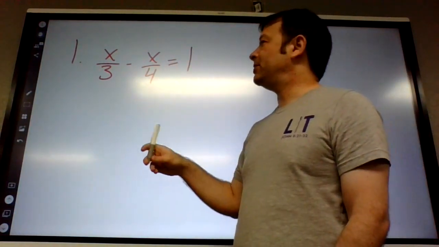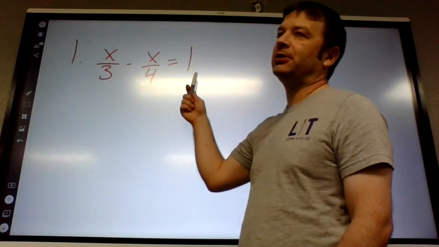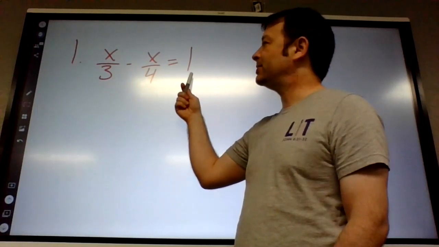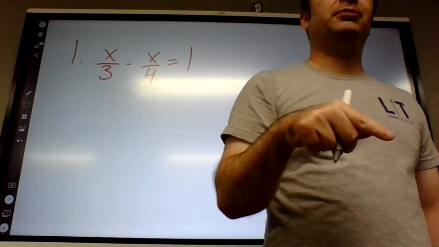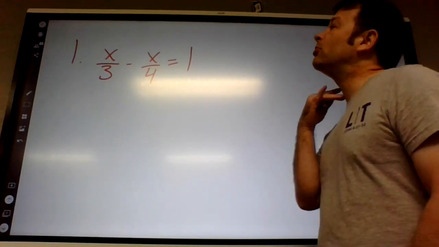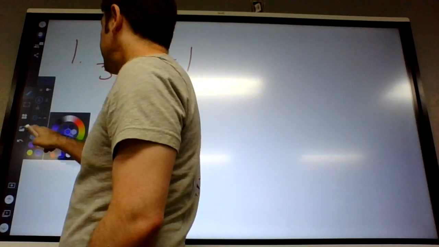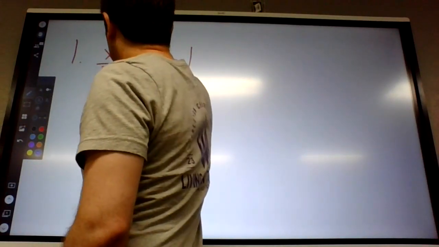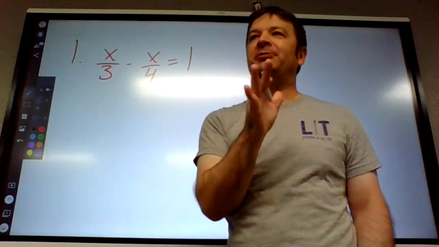So what you have to do is look at all the denominators. 3, 4, there's no denominator over here. But if there was one, you'd have to look at it. What do 3 and 4 go into? They both multiply into 12. So what we're doing is, let me change colors here. What I'm going to do is multiply every term on both sides by 12.